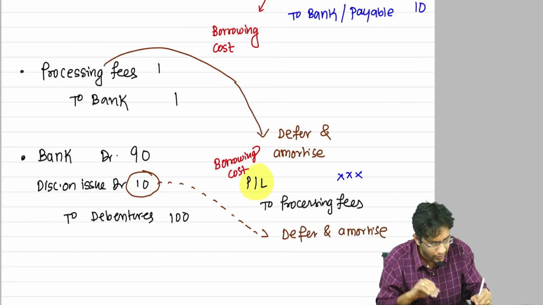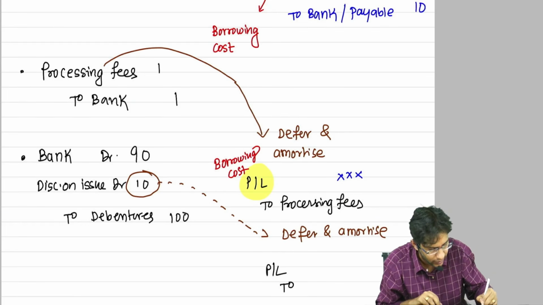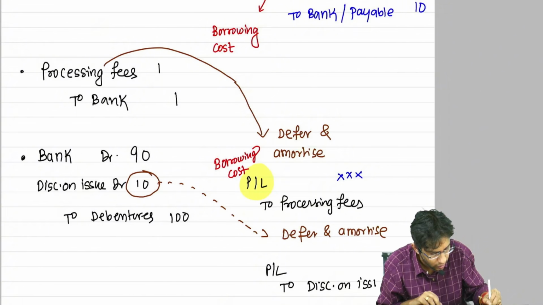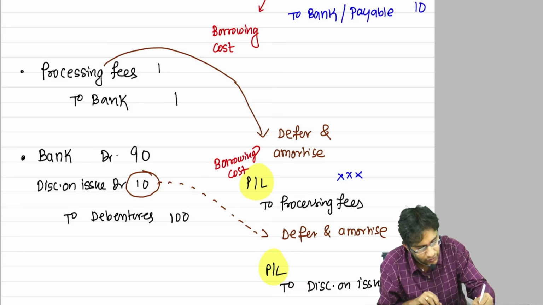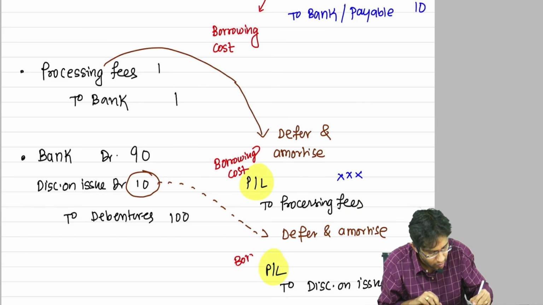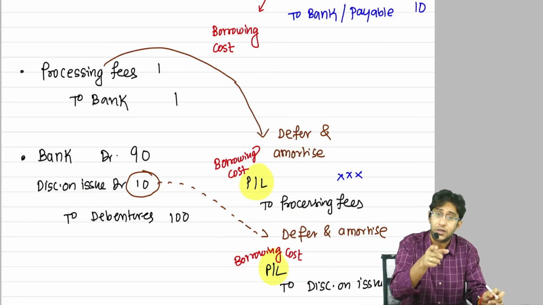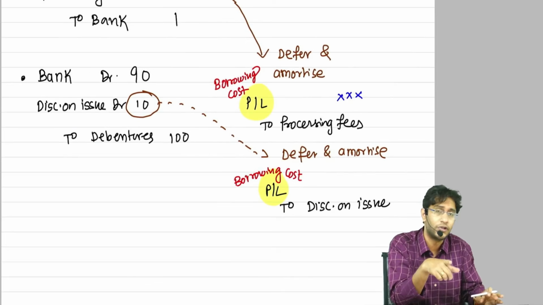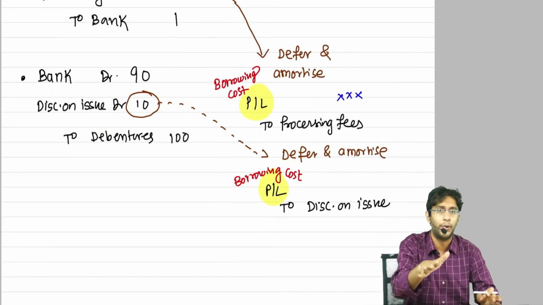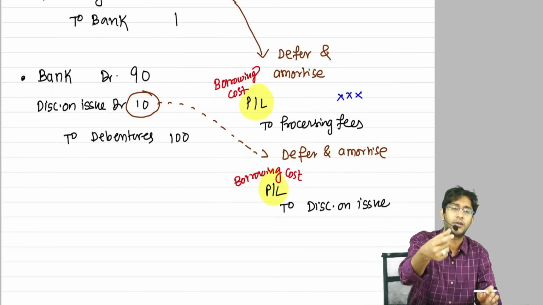So forget about capitalization for a moment. P&L account debit to discount on issue of debentures. Now this portion is a borrowing cost. If you tell me you issued these debentures for the purpose of construction of a qualifying asset, then this borrowing cost, I mean this discount on issue, which normally would have been debited to P&L account, I will not debit to P&L account, I will add it to the cost of the asset basically.